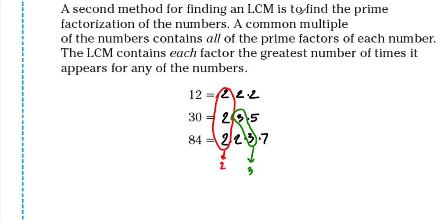We also see that 2, put that in this color, is common to 12 and 84. So that 2 right there, they're both common, so we also bring it down once. And since it's saying the LCM contains each factor the greatest number of times it appears in any of the numbers, it simply means that we have to bring down the rest of the prime factors.